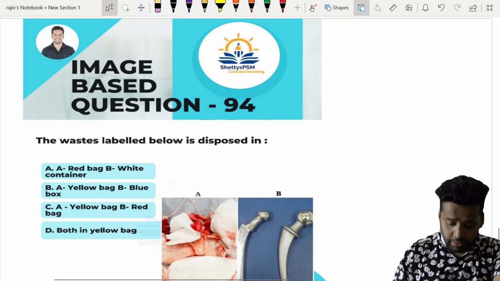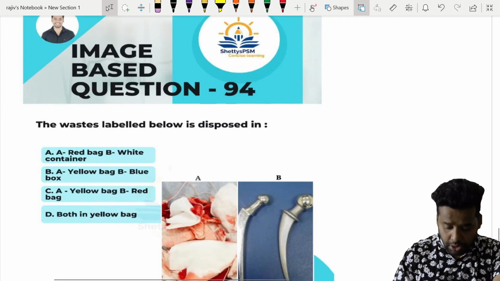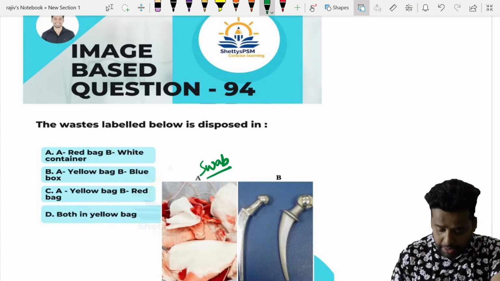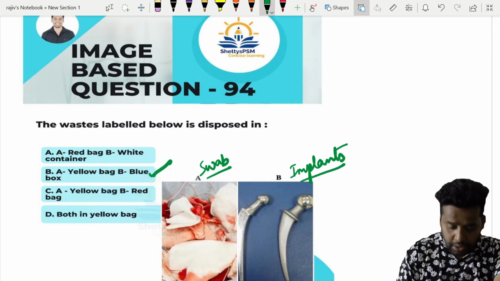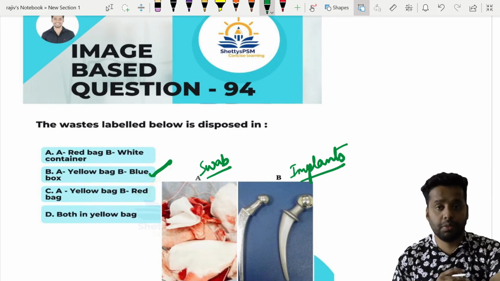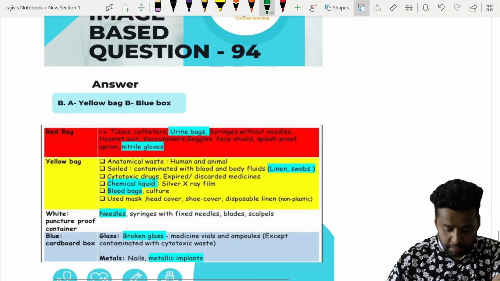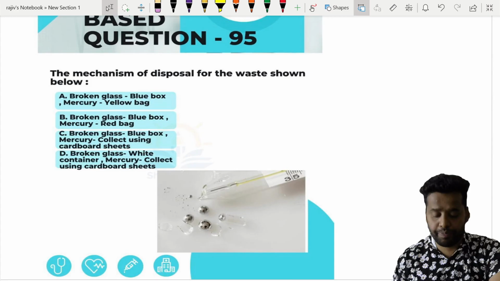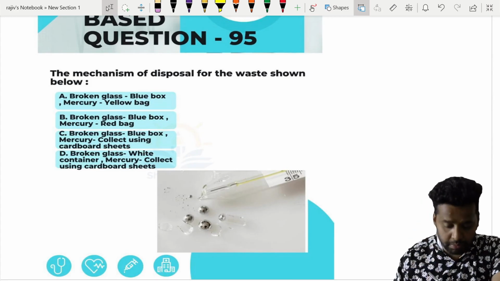So the waste shown below: swabs, what you are seeing, soiled swabs, yellow; metallic implants, blue. Search the answer. This will go in yellow: soiled swabs, cotton swabs. Metallic implants, blue box. Answer is option B.